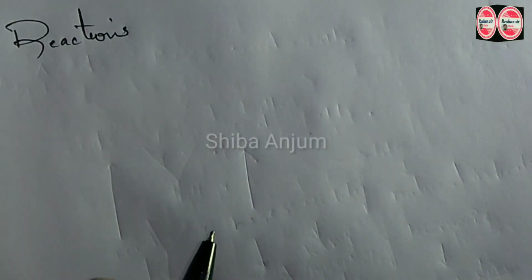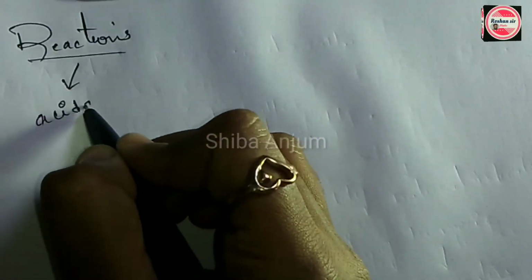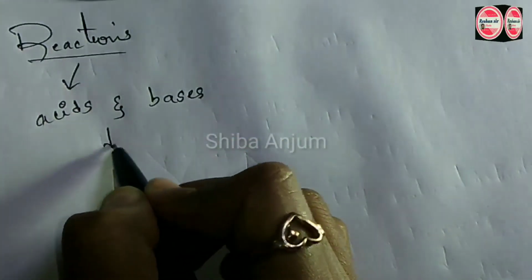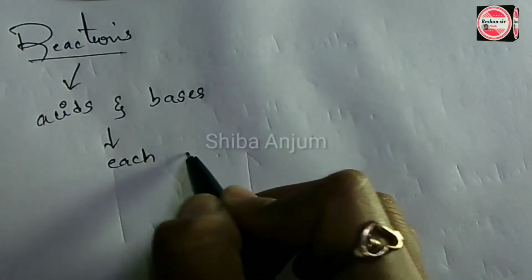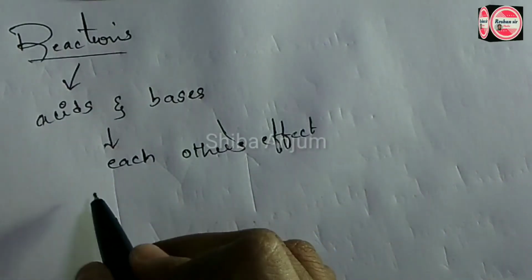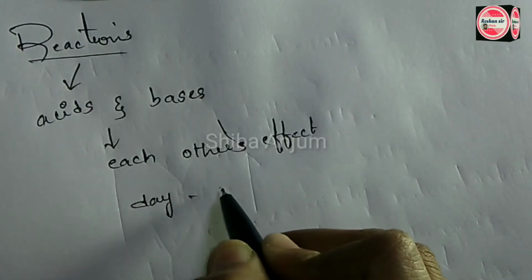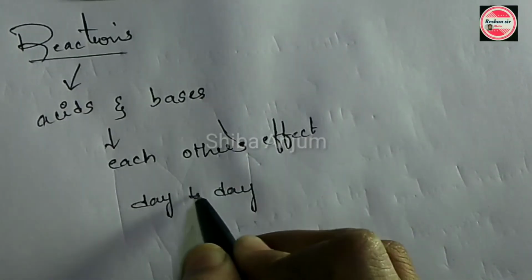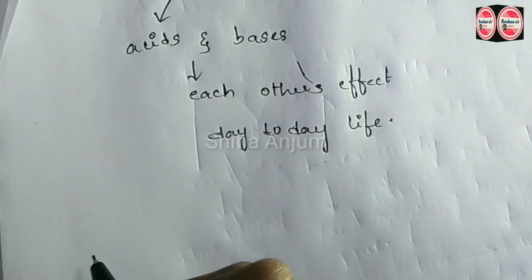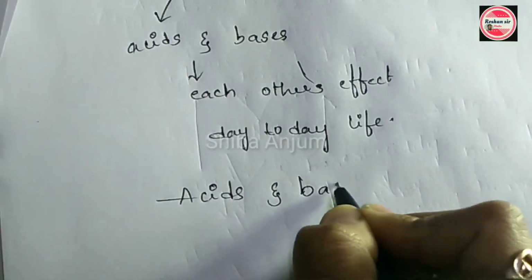In this chapter, we will study the reactions of acids and bases, how acids and bases cancel out each other's effects, and many more interesting things that we use and see in our day-to-day life. Understanding the chemical properties of acids and bases.